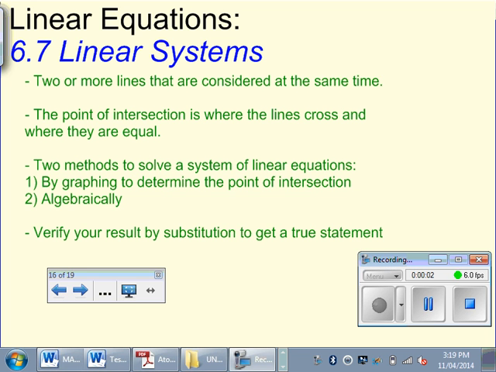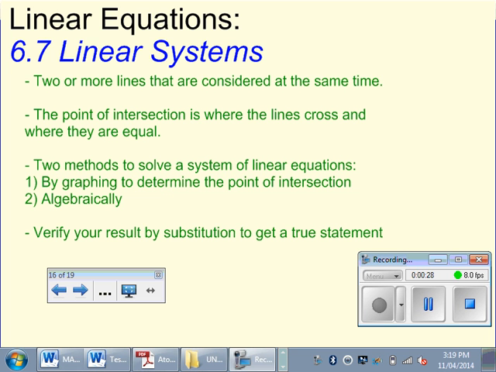Hello. This is linear equation 6.7, linear systems. A linear system is two or more lines that are considered at the same time. So if I have a word problem or a situation where I'm going to get two or more linear equations or two or more lines, I'm going to consider them at the same time.